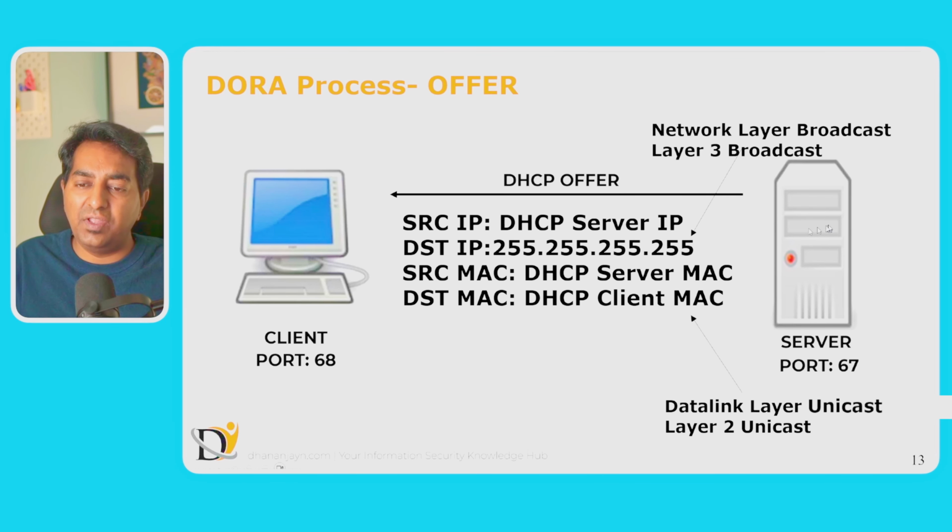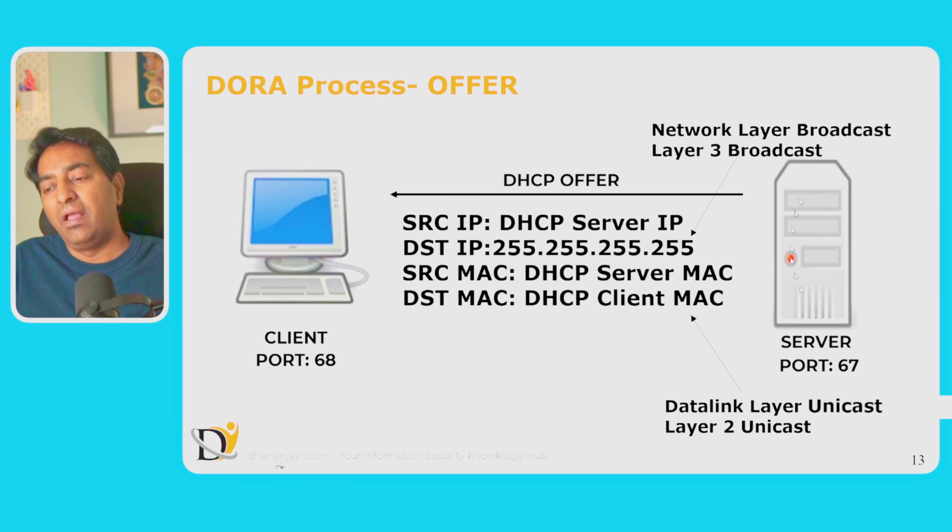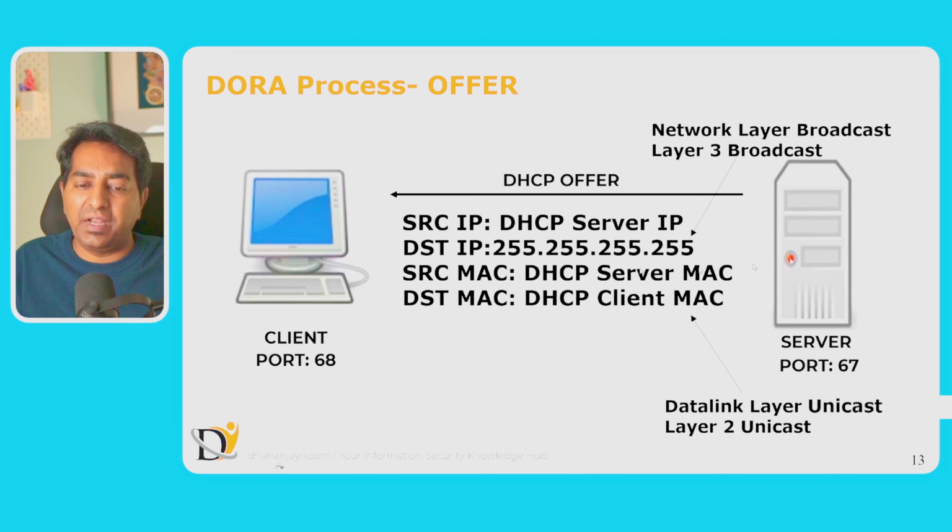So here in the offer phase, the network layer broadcast happens. If you look at the destination address, the DHCP server does a network layer broadcast, that is also known as a layer 3 broadcast. And if we look at the destination MAC address, it is a data link layer unicast. Now in the offer phase, the DHCP server has already got the MAC address of the requester computer.